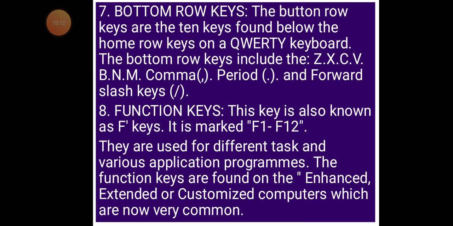The bottom row keys, these are almost the last keys going down on the keyboard. The bottom row keys are the 10 keys found below the home row keys on the QWERTY keyboard. They include the following alphabet, as you can see: Z, X, C, V, B, N, M, and then your comma, your period, that's your full stop, and the forward slash keys.